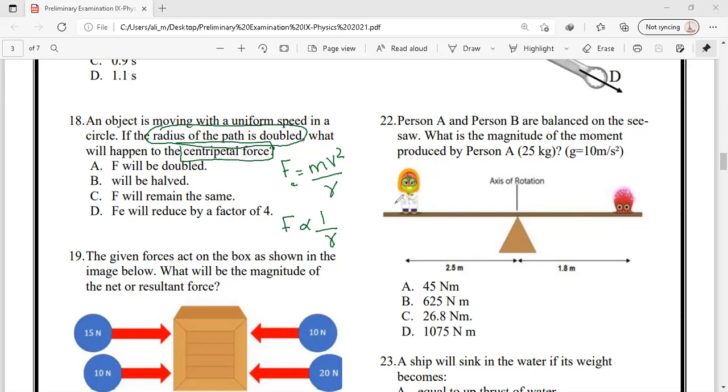So if radius has become doubled, the force will reduce to half. So correct answer is option B.